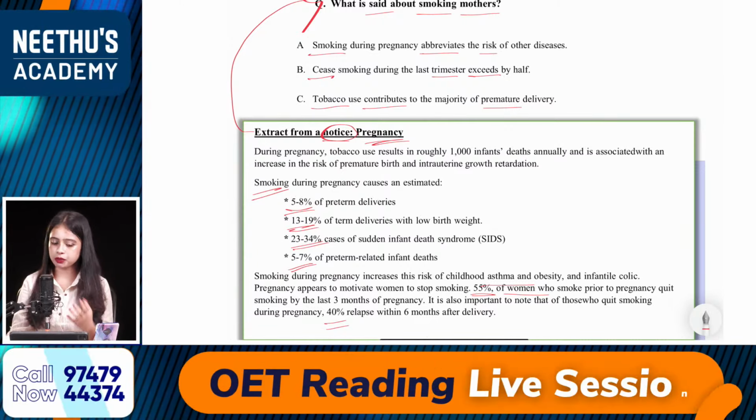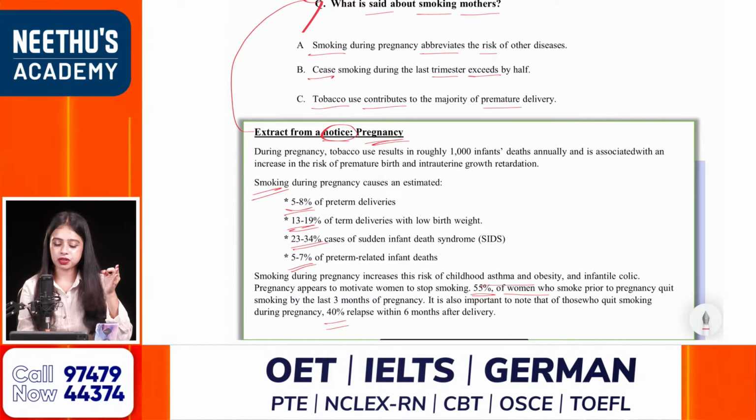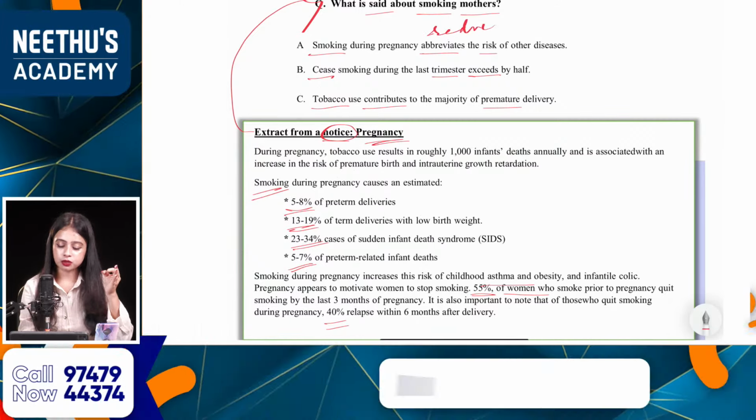But again we are reading the first one. Smoking during pregnancy abbreviates. So smoking, abbreviates, risk. Where is it mentioned in this paragraph? What does abbreviate mean? Reduce.